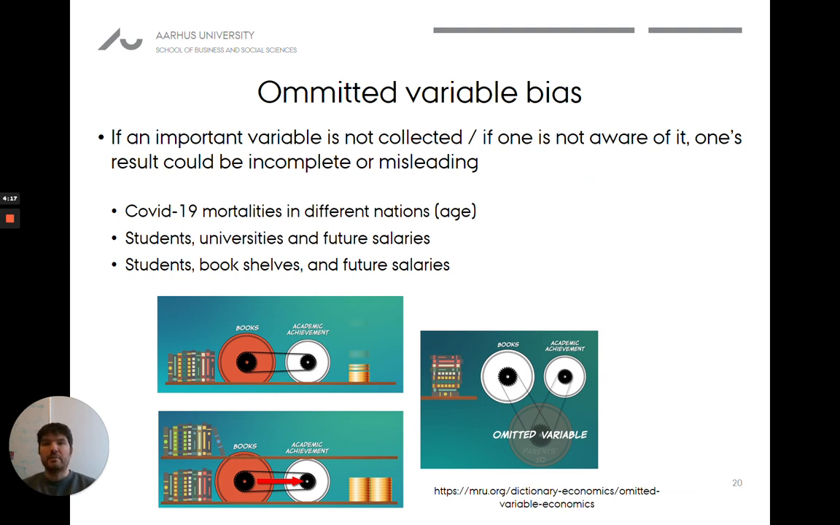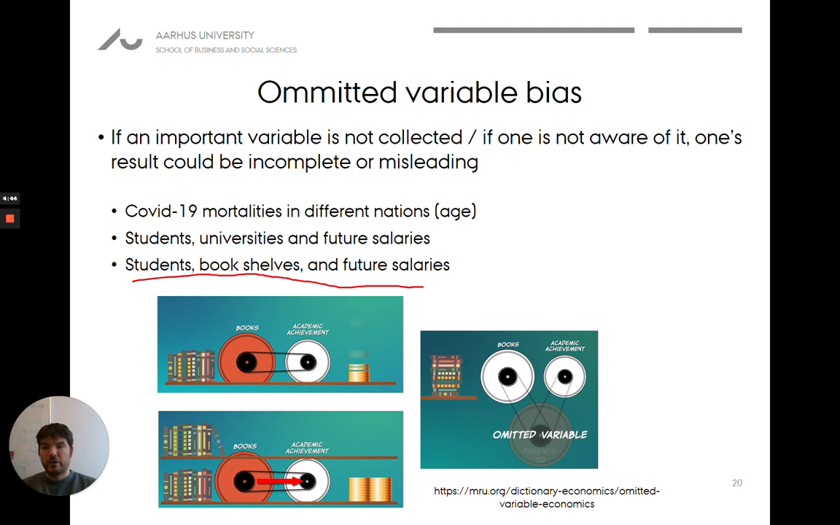Next element to look at is what we call omitted variable bias. This is when we have the situation where an important variable or important data is not collected, and this could then lead us into a wrong direction. So at the bottom here, I've outlined the student bookshelf and future salaries, maybe a little bit of a silly example, but it still gives you an insight.